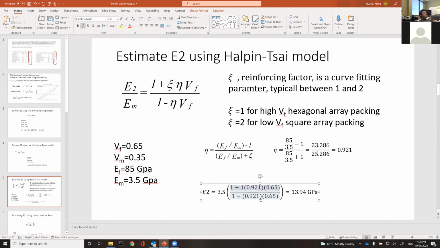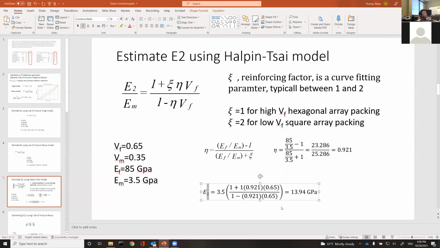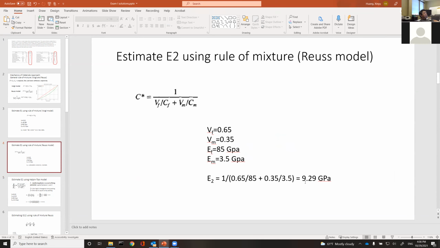This is the entire equation here. And then you multiply EM. EM is the matrix modulus right here. Multiply EM, then you have E2. And this E2, as you can see, is a little bit higher than the Roos model. This is a better prediction. Okay. It's 13.9 gigapascal. Remember the Roos model we applied is 9.29.